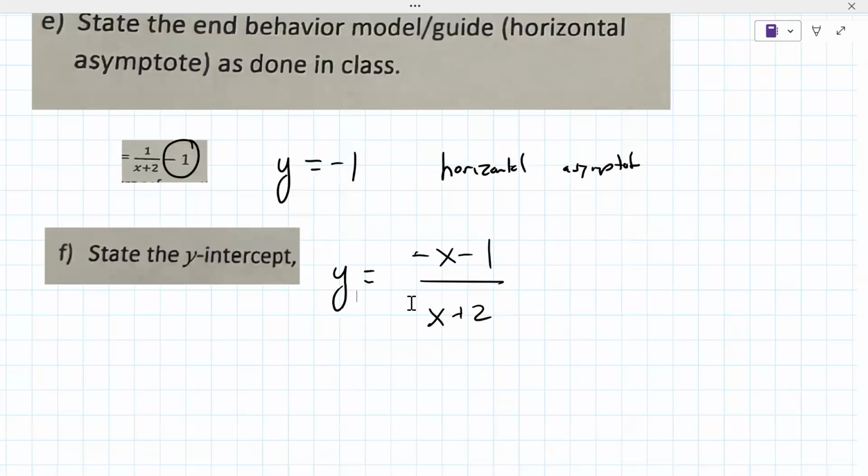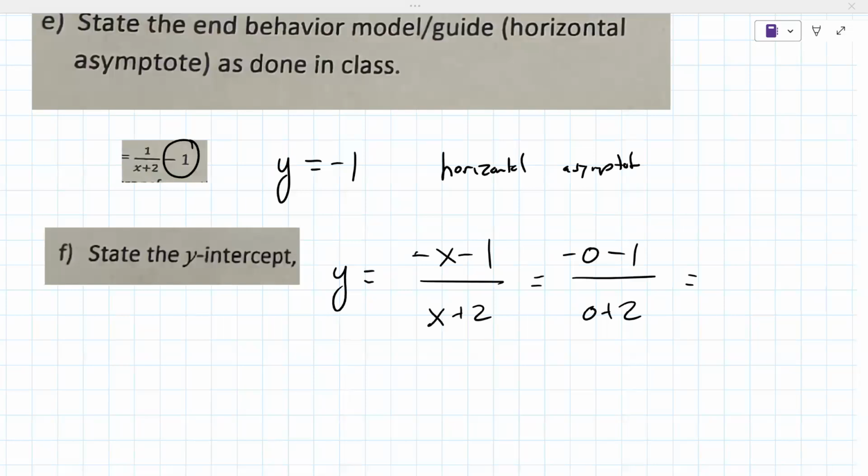Okay, the x is zero, so 0 plus 2 is 2. You're putting 0 in for x. You can use a calculator if you want. There's no such thing as a negative 0. Just treat it as 0.